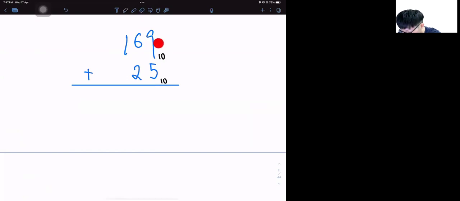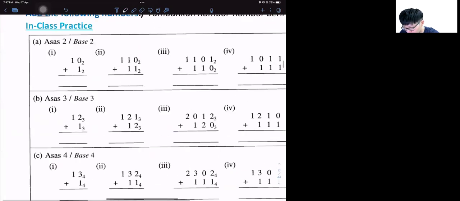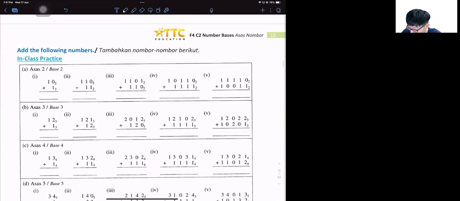So 9 plus 5, 14. You write the 4 here and then you put the 1 here. Correct? So 6 plus 1, 7. 7 plus 2, 9. No problem. This is no problem. And then the answer is base 10. No problem. Okay? But when it comes to other bases, okay, contoh maybe I show number 4.